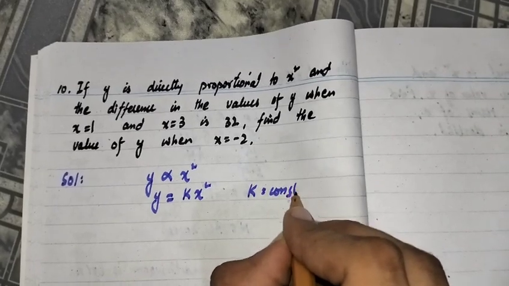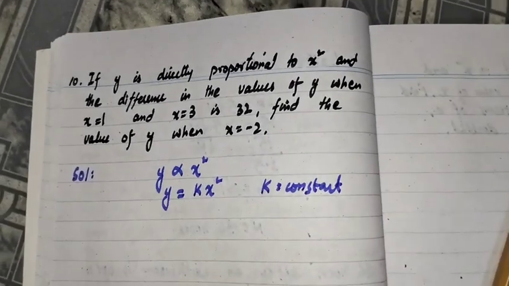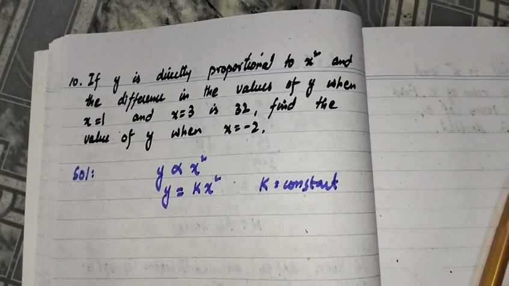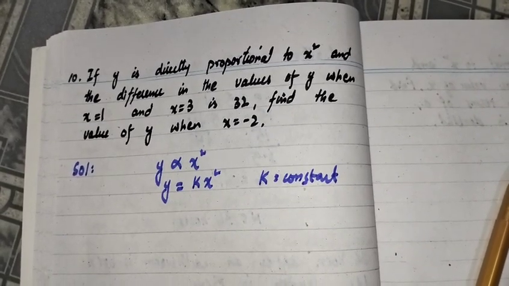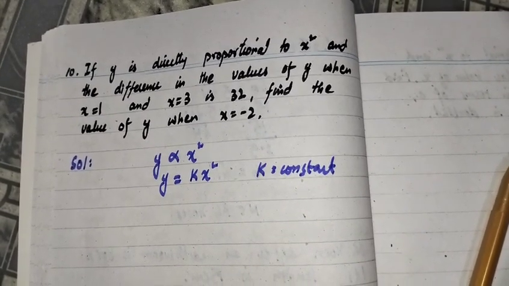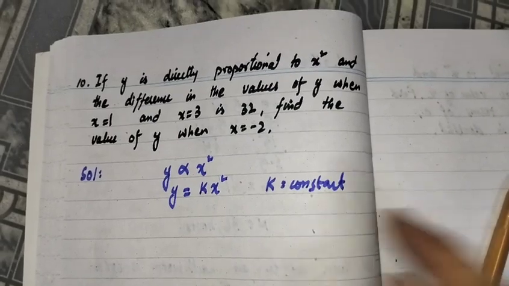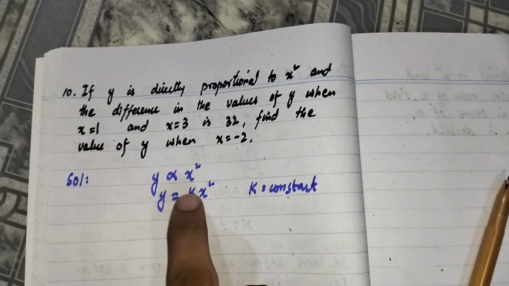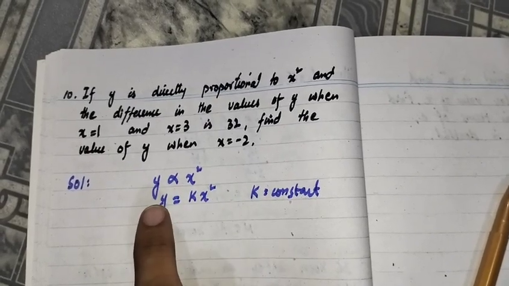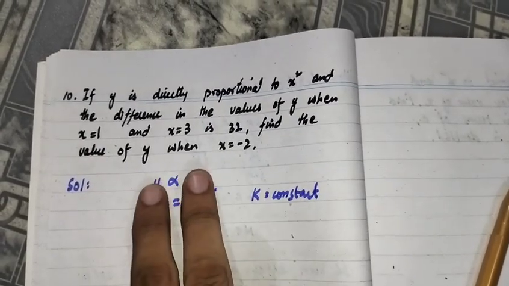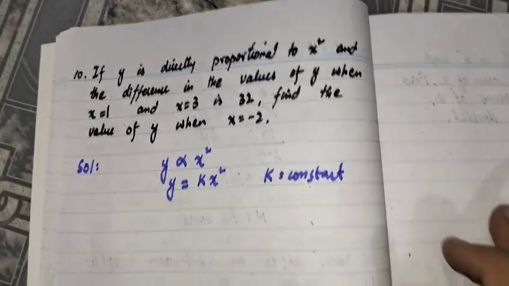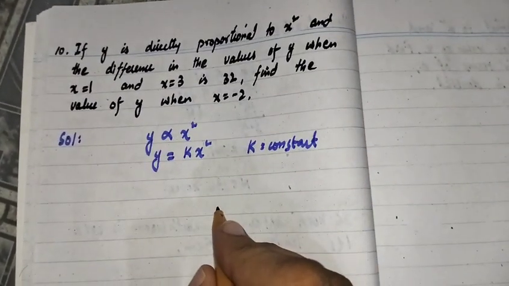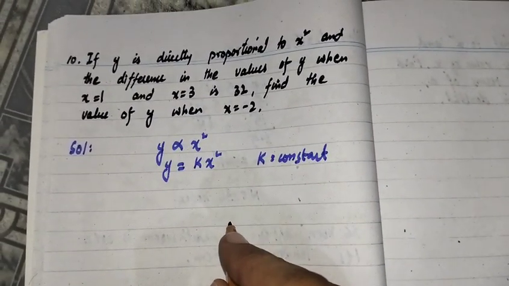Whenever two variables are directly proportional to each other, the directly proportional can be converted into equality between the two variables by a constant, and here the constant is k. It means that whenever a variable is multiplied by a constant, then it will be equal to the other variable if the two variables are directly proportional to each other. So y is equal to kx square. First we have to find the value of k.